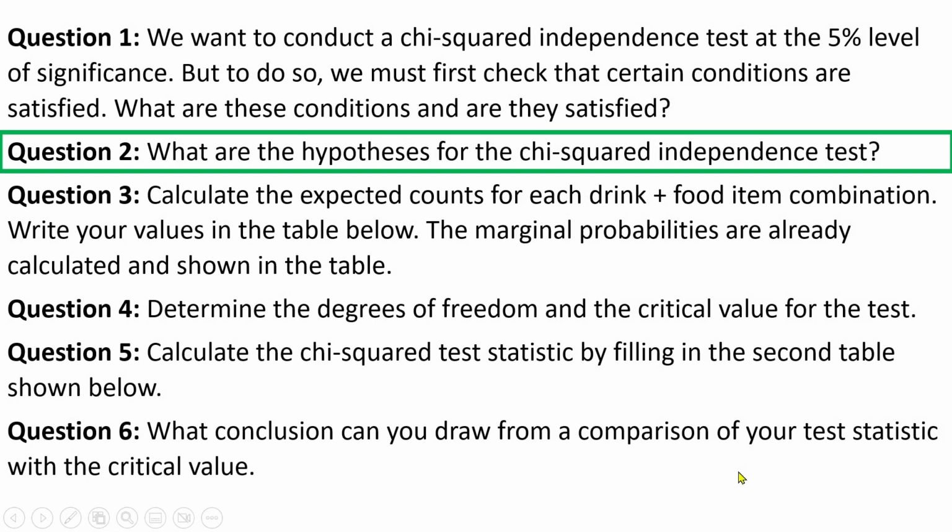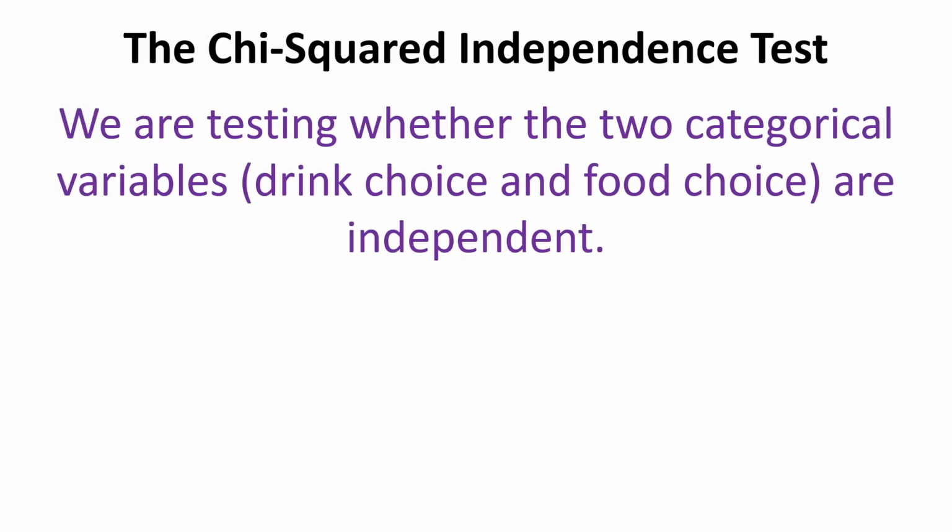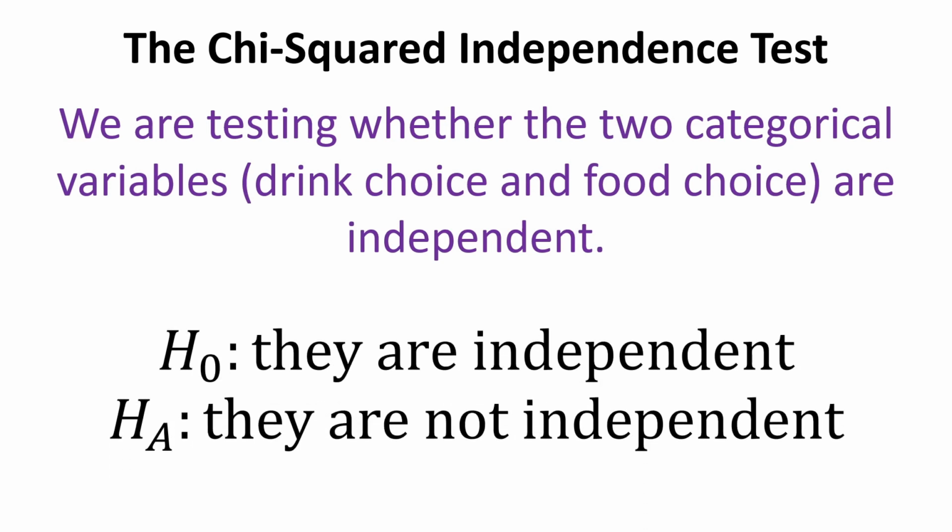Okay, question 2. What are the hypotheses for this chi-squared independence test? Well, we are testing whether the 2 categorical variables, drink choice and food choice, are independent of each other. And so the null hypothesis is that they are independent, and the alternative is that they are not.